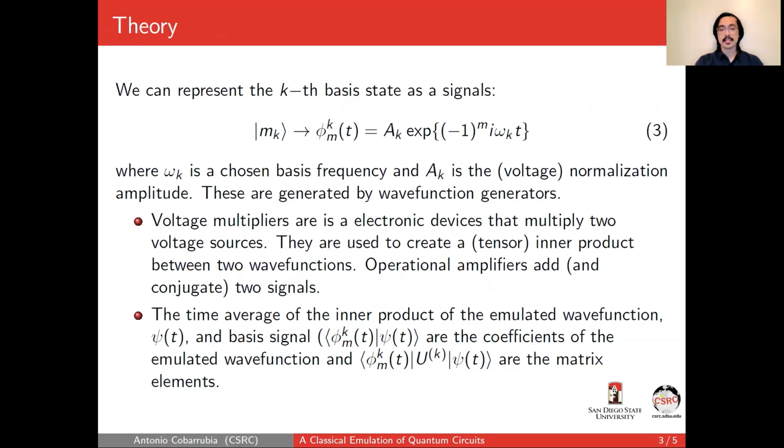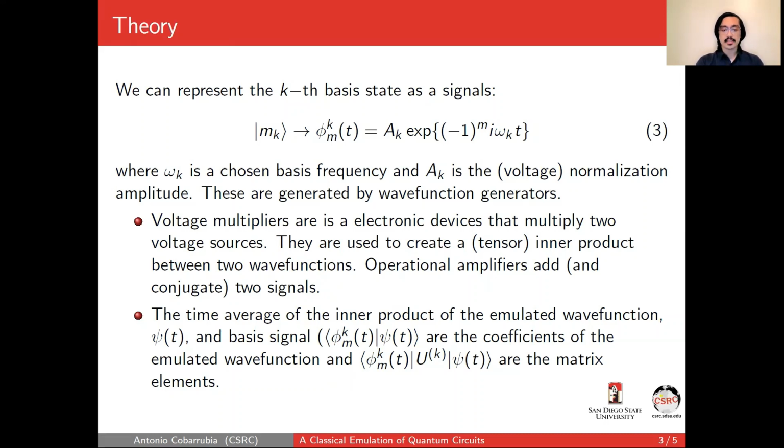Now, how do we represent this in electronic devices? The simplest case is converting each basis state of our quantum wave function into a voltage wave signal. In particular, a complex exponential wave where we have some chosen frequency to represent a particular qubit in the quantum circuit, and a normalization amplitude to determine the quantum wave function's normalization.